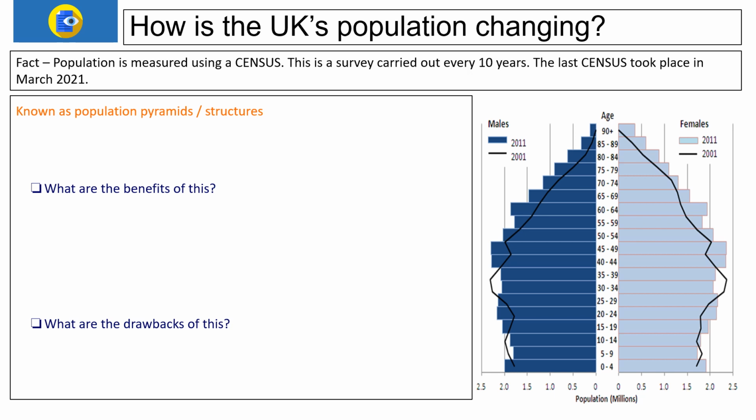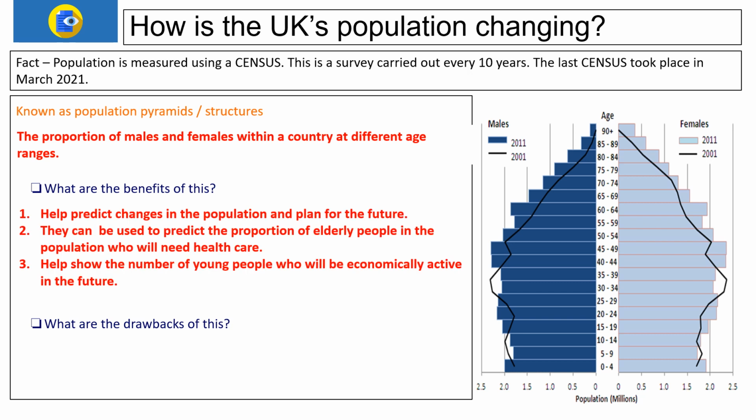So you should have written your own notes to go with the population pyramid based on the previous slide. Just going to show you some examples of what you could have written. The population pyramid shows the proportion of males and females within a country at different age ranges. Some of the benefits of using a population pyramid are that it helps to predict changes in the population and helps governments to plan for the future. Population pyramids can be used to predict the proportion of elderly people, which will help the government to predict the amount of people who might need hospital spaces, care home spaces, that kind of thing.